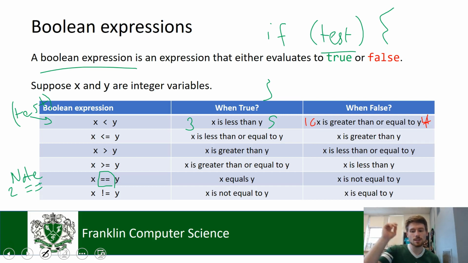And then the exclamation mark symbol means not equal to. So x exclamation mark equals means not equal to. That's true if they're not the same number, and it's false if they are the same number. Okay, so that's a bunch of Boolean expressions you can throw in to test and control when code will run, depending on those values.